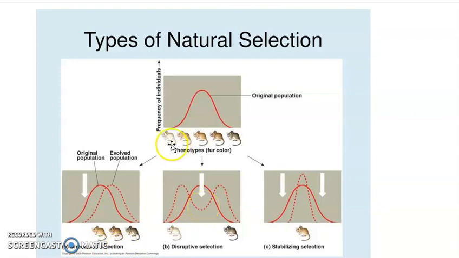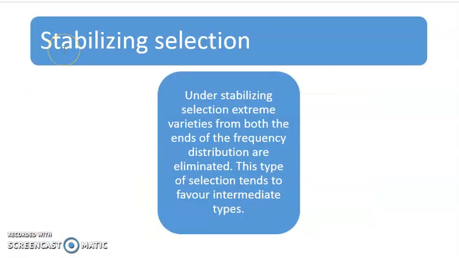In this case, what happened? Both the extremes, very light and very dark, are selected, okay, and the intermediate forms are not selected. This was the original population, the dark red line. It gets bent from the middle, and we get these two dotted peaks, one of the dark colored and another of the light colored. This kind of selection is disruptive selection. And in stabilizing, the intermediate form, not the lightest one, not the darkest one, is selected.